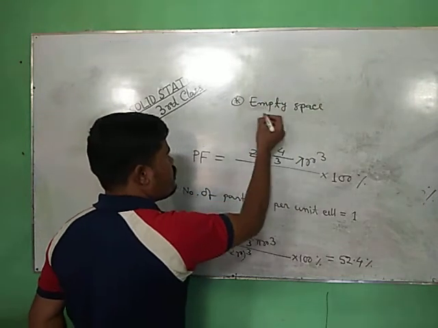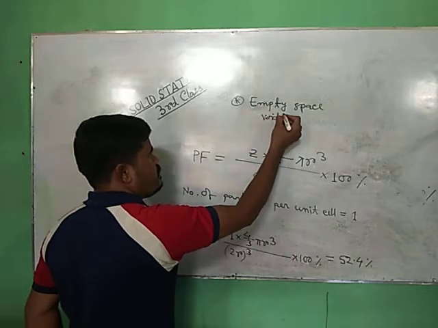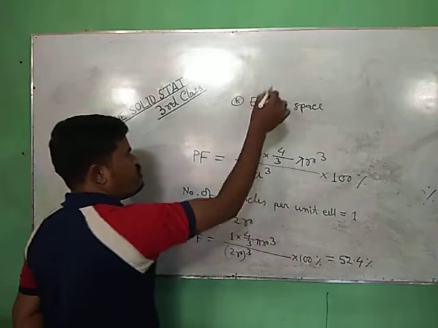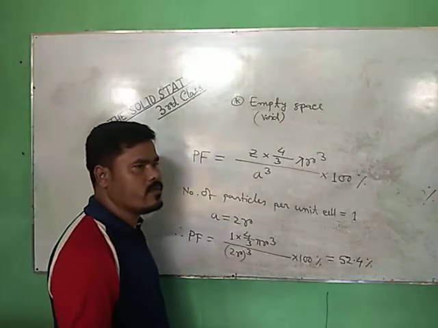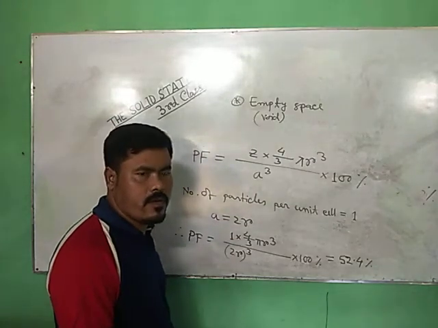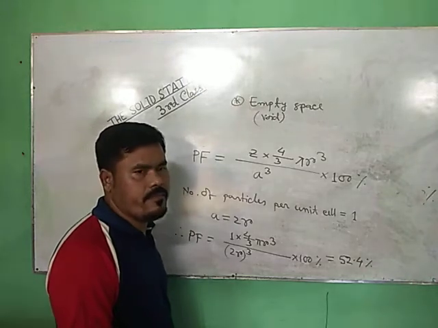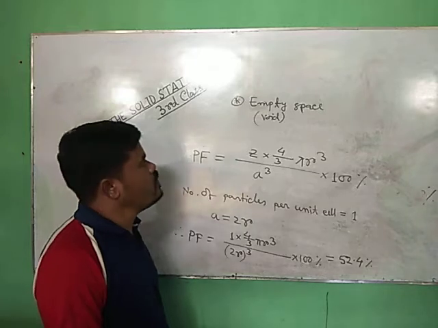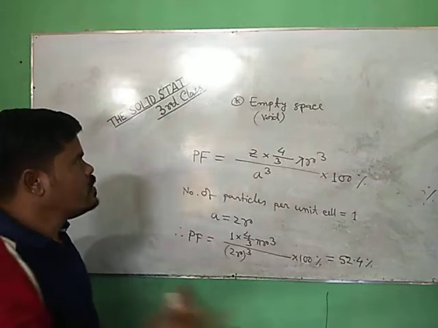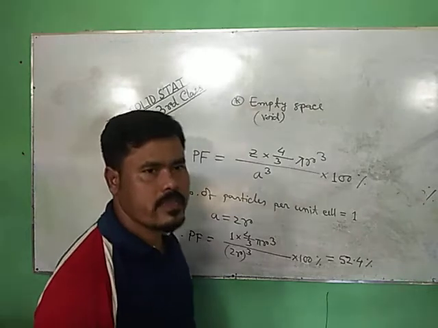Empty space is also called void. In a later class, we will term this as void. There will be different types of voids, which may be triangular, tetrahedral, octahedral voids. In the topic close packing of crystalline solids, we will get different types of voids. So this empty space is also called void.